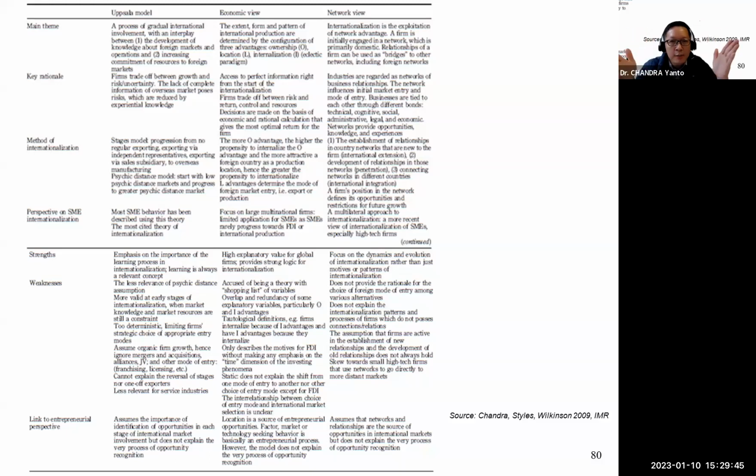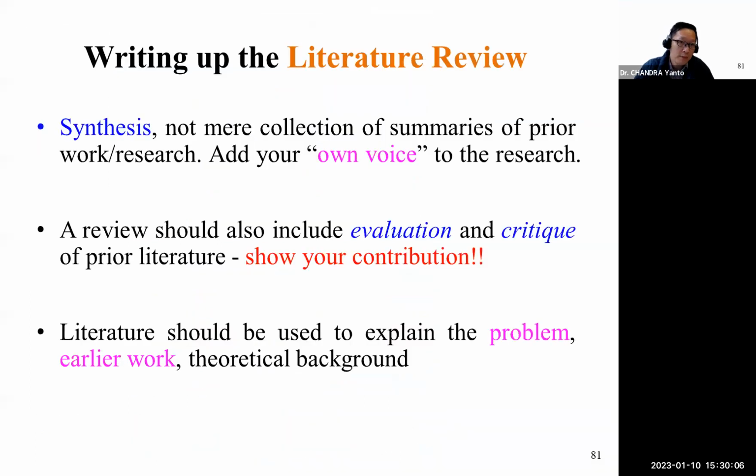So I look at these three perspectives and look at different themes and rationale, and what this theory says about the methods of going international. I also look at the strengths and weaknesses, and how these three perspectives link to the three entrepreneurship perspectives that I talked about earlier: the Kirznerian, the Knightian, and the Schumpeterian. So this is just an example. And then you need to write up your literature review.